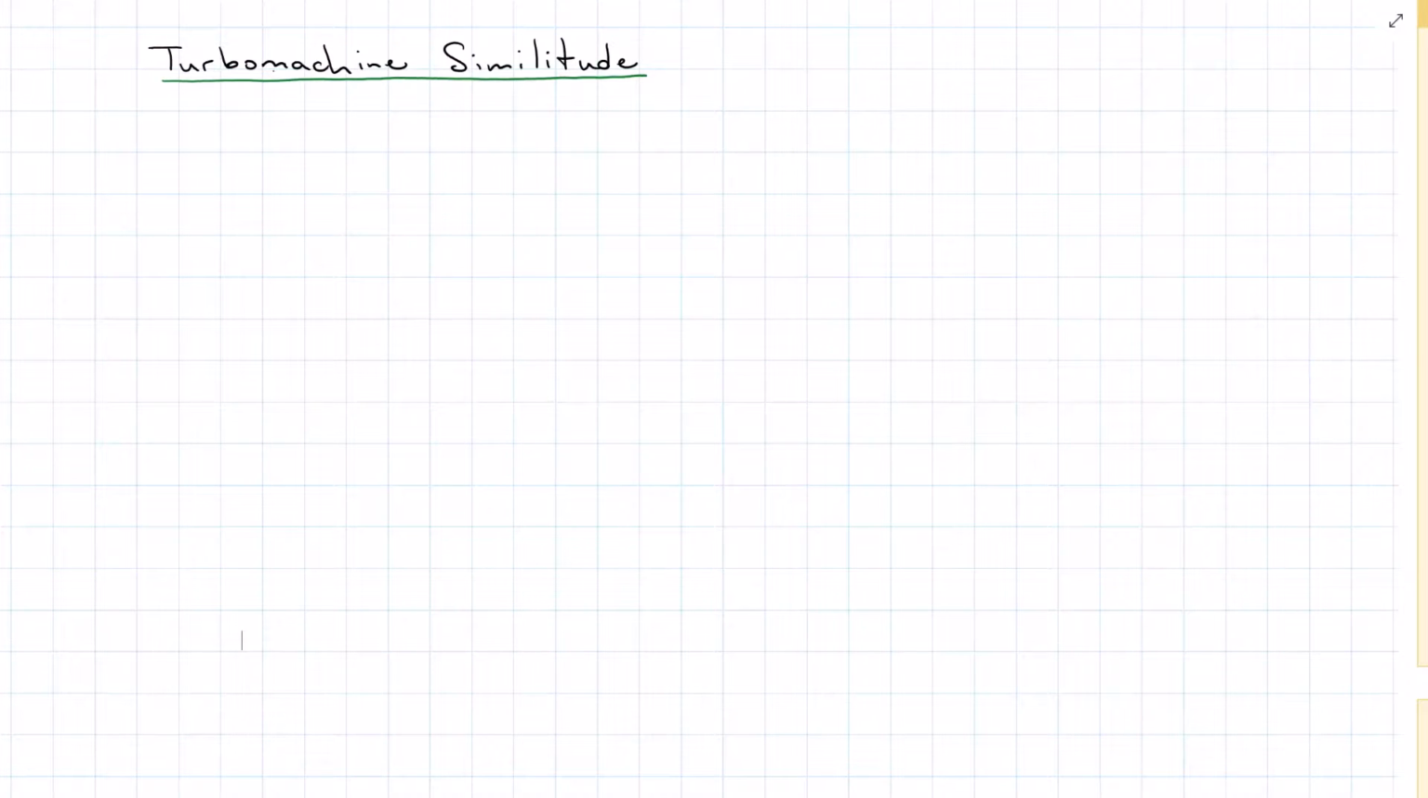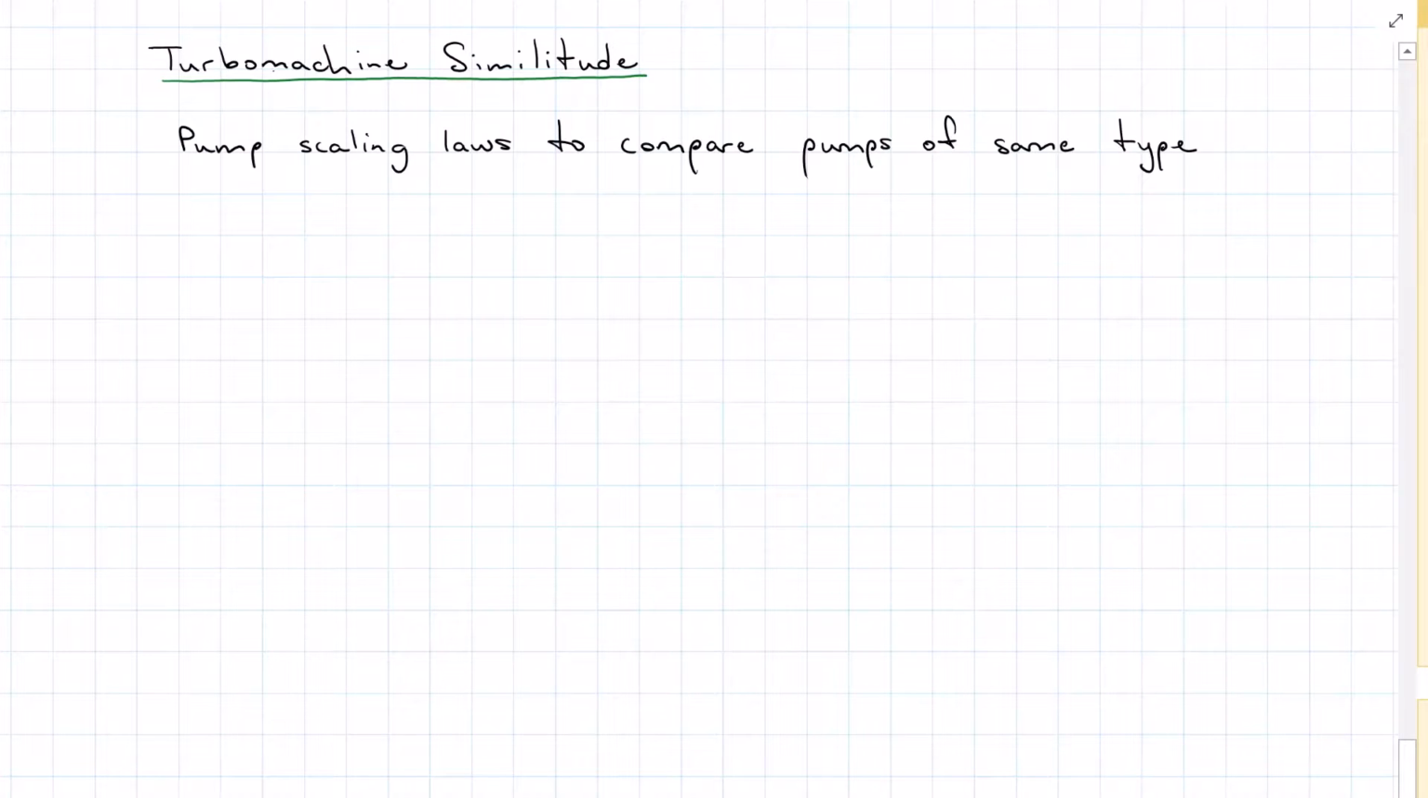If we have pumps that are the same type and we wish to compare them, we can use pump scaling laws or turbomachine similitude. We're going to talk about 3 different options. The first one is flow coefficient. So that is our flow rate of one pump and the impeller speed and the diameter of the impeller cubed. And that can be set equal to our other pump's flow, its impeller speed, and its diameter cubed.